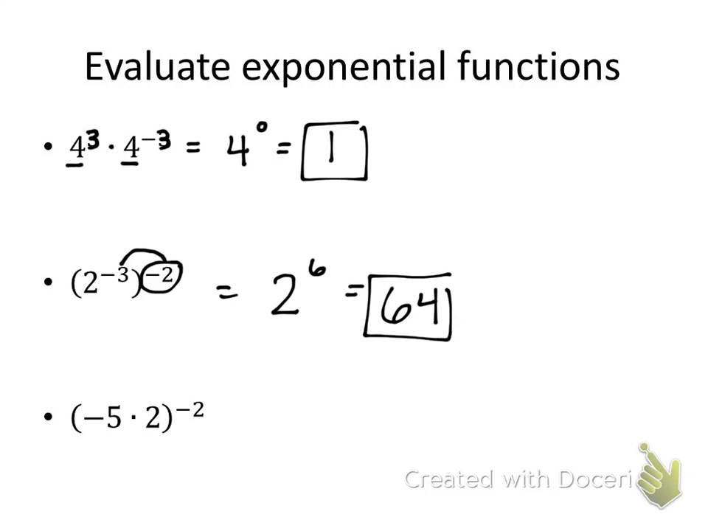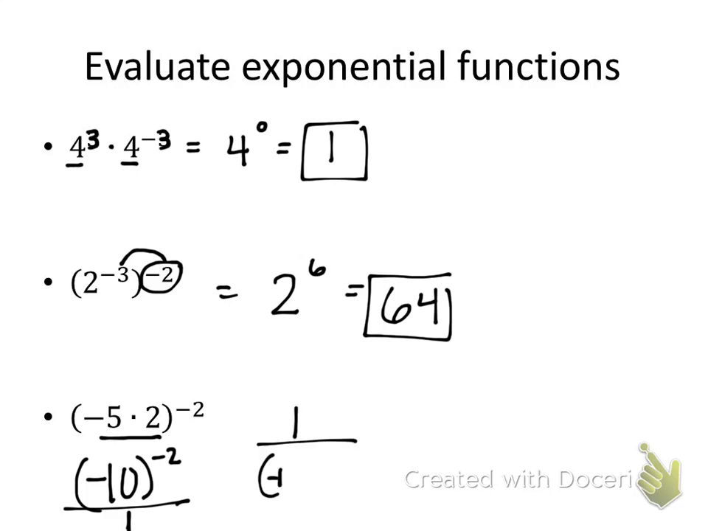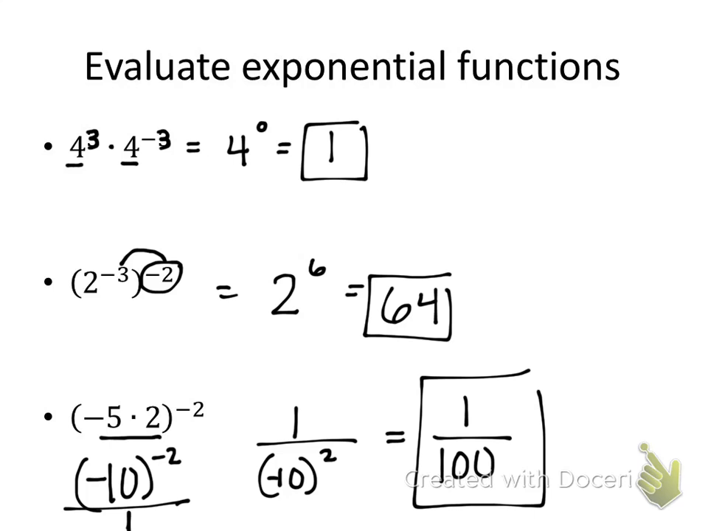And lastly, let's multiply what I have inside here. Negative 5 times 2 is negative 10 to the negative 2 power. Well, I know I can't keep that as a negative exponent, so I flip it. I get 1 over negative 10, and that becomes a positive. Now, it doesn't make the base a positive. It just makes the exponent a positive. And I get 1 over, again, make sure you plug it in parentheses in your calculator, 100. Okay? So that's how we deal with negative exponents.